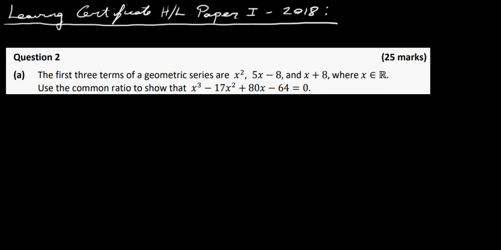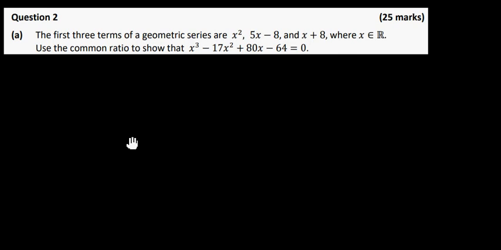Okay, so in this video I'm going to have a look at the Leaving Certificate Higher Level Paper 1 for 2018, and I'm going to have a look at question 2. So this is a number patterns or sequences and series kind of question, and in part A we're looking at the first three terms of a geometric series, which are x squared, 5x minus 8 and x plus 8.